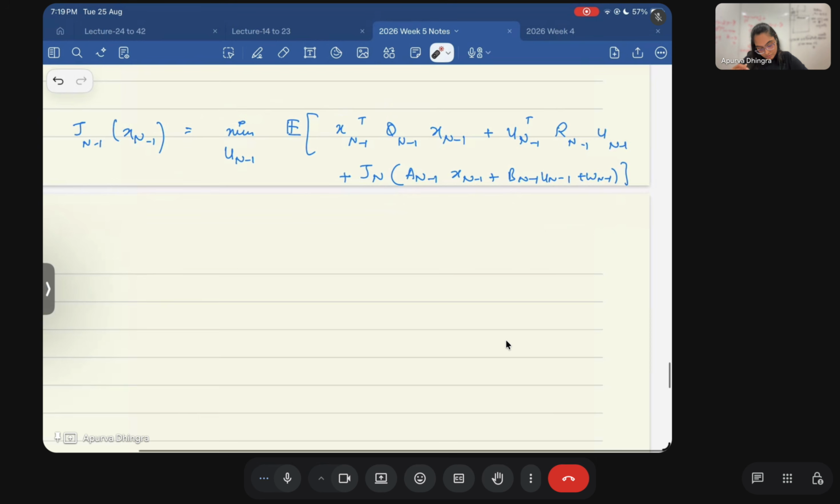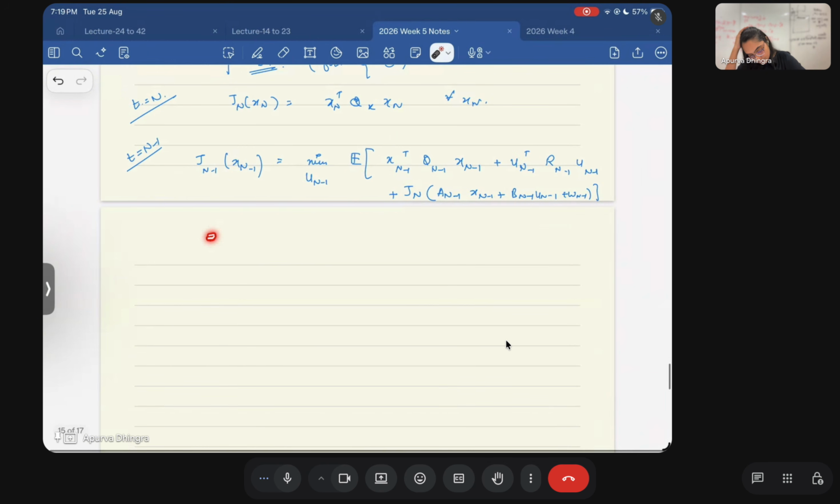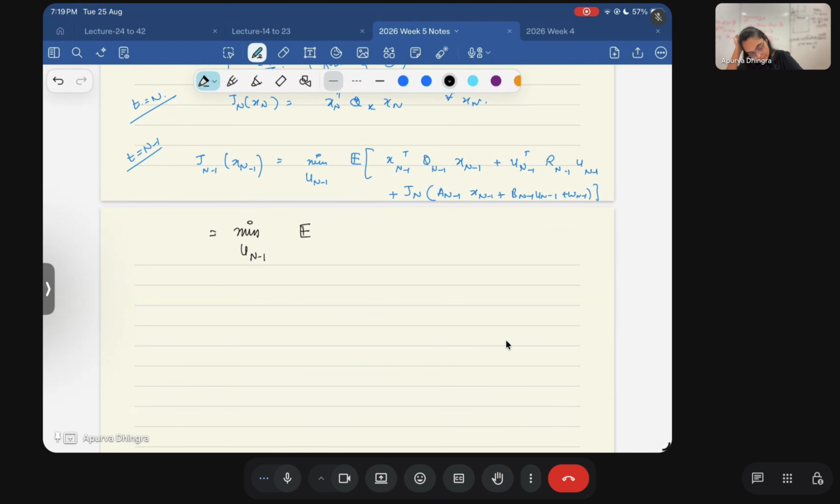Okay, so this is a minimization over un minus 1. Notice there is no expectation on this part. This is the current action, this is the current state information, and this is the current action information. All of the randomness is here in this omega, so we could just move this expectation directly onto that part.